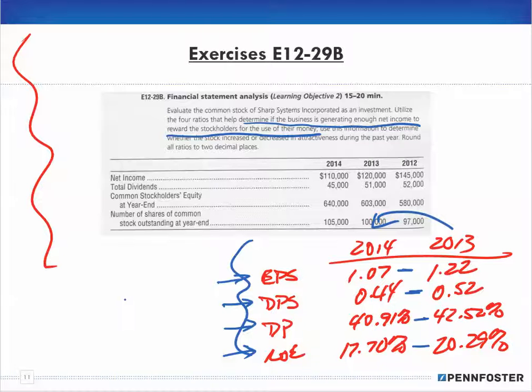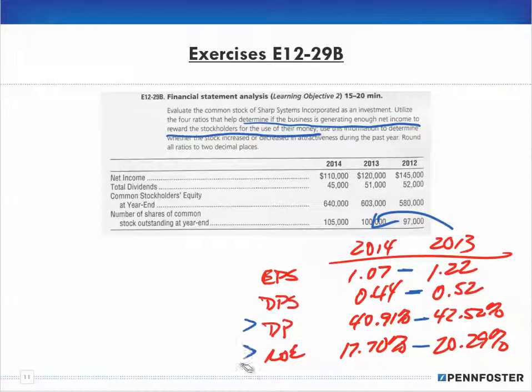So, unfortunately, like in the last video for the last exercise, 12-29, everything was an increase. So it was relatively easy to just say, okay, I had an increase in all of these, so it was an increase, right? Now in this case here, we're looking at everything decreasing. So determine if the business is generating enough net income to reward the stockholders for the use of their money. So are they generating enough net income, right?